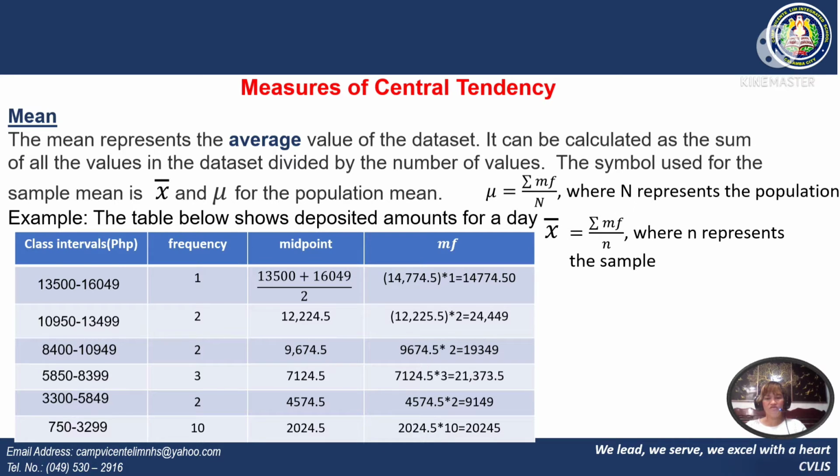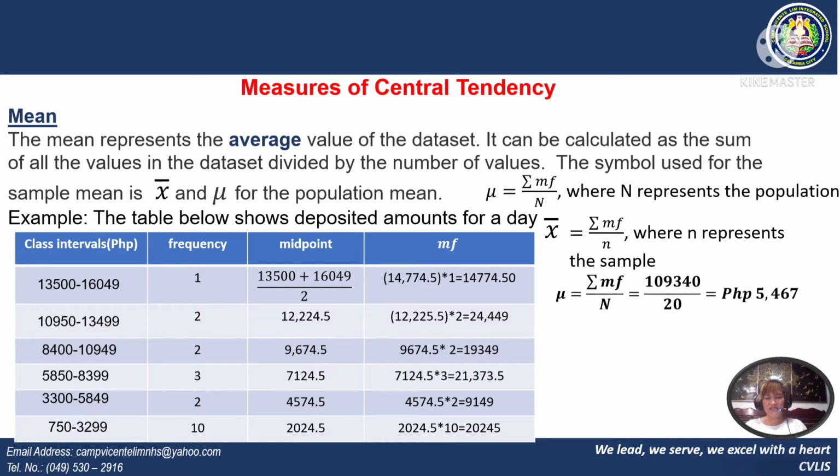Okay, so we have 19,349, 21,373.5, 9,149, 20,245. Okay, so try to get your calculator to confirm all the answers. Okay, try to verify if you came up with the same values.